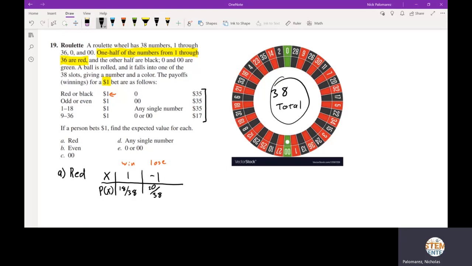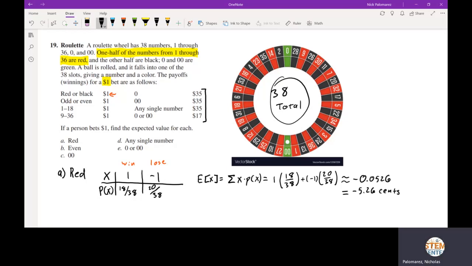So now we can calculate our expected value, which is just the mean of this distribution. It's the sum of each x times the corresponding p of x. So we have 1 times 18 over 38, the probability of winning, plus negative 1 times 20 out of 38. And if we evaluate all that out, that gives us about negative 0.0526. Now we'll round that off and say negative 5.26 cents.